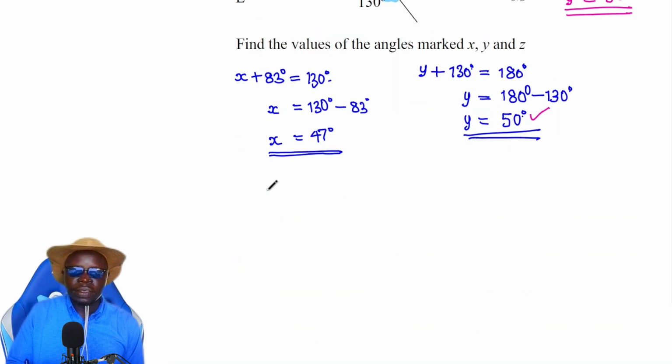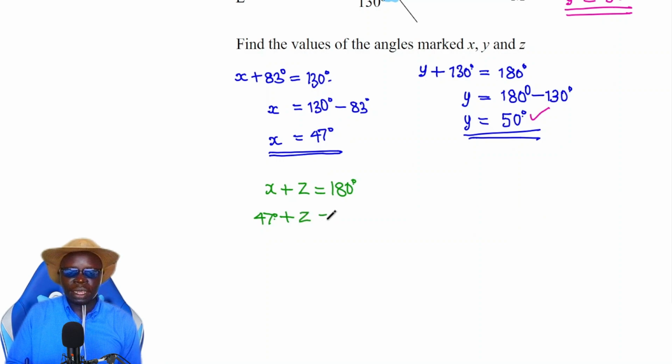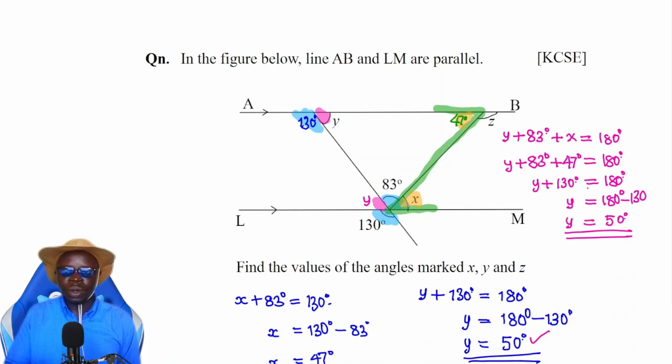So therefore, the value for x, when we add it to z, must give us 180, angle sum in a straight line, and x is 47. 47 plus z equals 180 degrees. Collecting like terms, we have 180 degrees, subtract away 47, then we get z as 133 degrees, and that becomes the answer for z. Since we're only asked to find the value of z, the value of y, and also the value of x, that becomes the solution for our question.